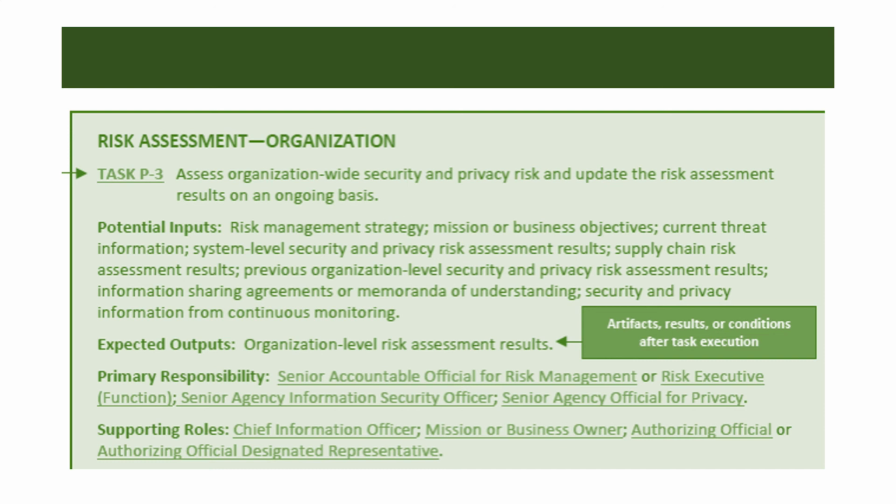So this is an example of what a task would look like. In this case, this is task P3, or prepare 3, risk assessment at the organizational level, and you can see that the task is listed, the identifier P3 is listed, a description is listed, assess organization-wide security and privacy risk, and update the risk assessment results on an ongoing basis. You'll see there's a list of potential inputs, there's a list of expected outputs, the primary responsibility is listed by role, and the supporting roles are listed, of course, by role as well.